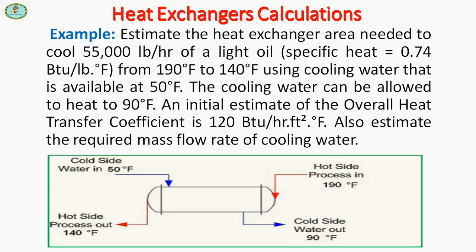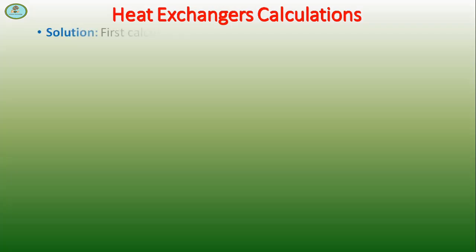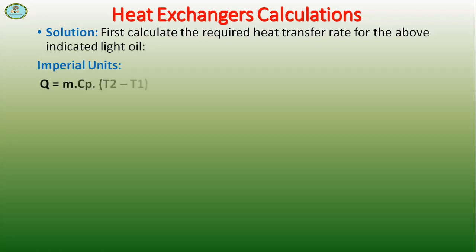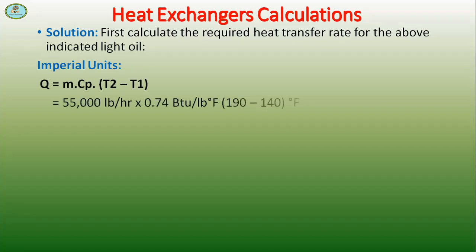So this figure is shown for your reference. First calculate the required heat transfer rate for the above indicated light oil. In imperial units, Q is equal to M into Cp into T2 minus T1. So putting the value 55,000 lb per hour into 0.74 BTU per lb degree Fahrenheit into 190 minus 140 degree Fahrenheit. So Q is 2,035,000 BTU per hour.